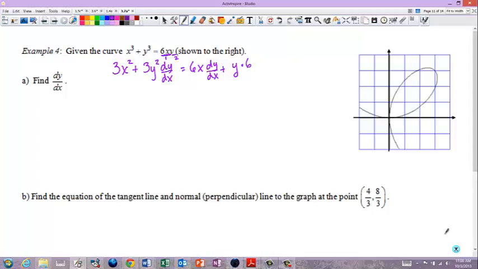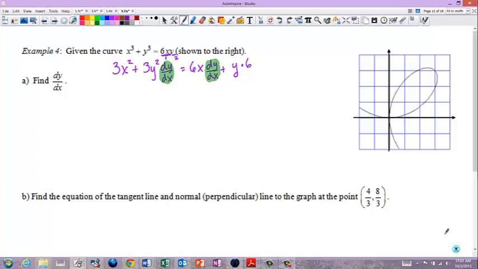Now, here's the trick. I'm solving for dy/dx. That is my only variable. Everything else, I just treat as if it was a constant, just like I'm solving a regular old linear equation back in Algebra 1. How do you solve a linear equation? You get all your x's on one side, you get all your numbers on the other side, you factor, you solve. So we're going to get everything that has a dy/dx in it onto the left, anything that does not have a dy/dx onto the right.